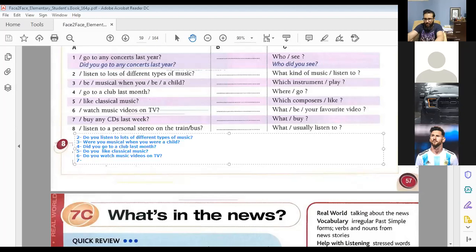Did you buy any CDs last week? Good. Did you buy any CDs last week? And number eight? Do you listen? Yes. Do you listen to a personal stereo on the train or bus. Okay, so these are the yes-no questions. Now let's write the WH questions, okay? So we finished the yes-no questions on the left. Now we want to finish the WH questions on the right. Can you see the WH questions on the right side? Can you see them? Yes. All right, so number two, what's the WH question for number two?